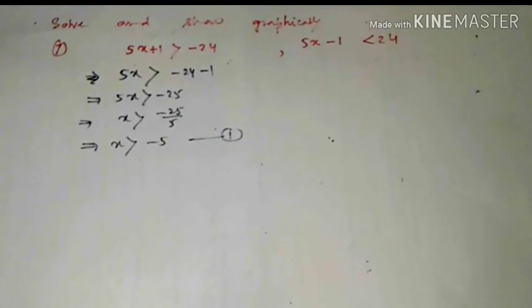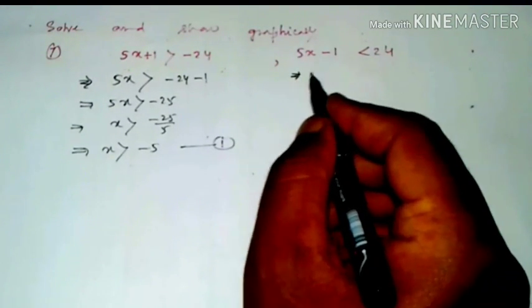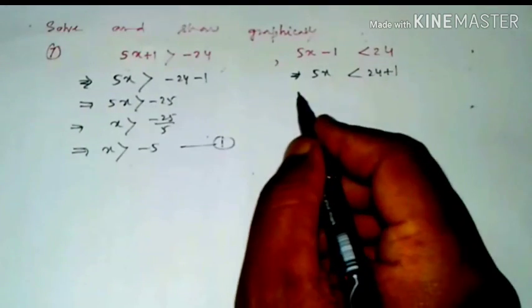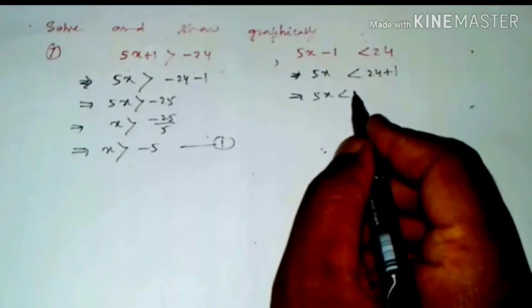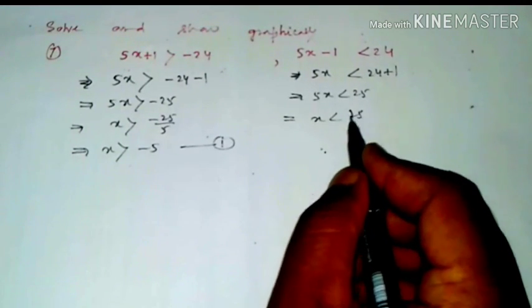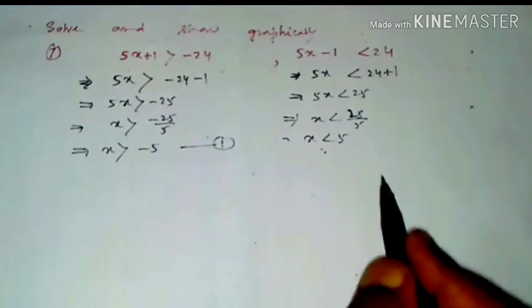We said this is equation number 1. Next, for this equation we will solve for x: 5x less than 24 plus 1. That is 5x less than 25. This is x less than 25 by 5, x less than 5.